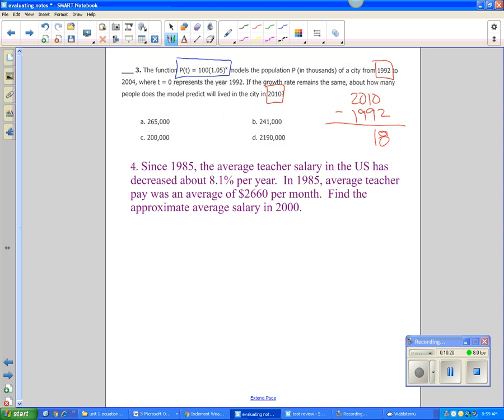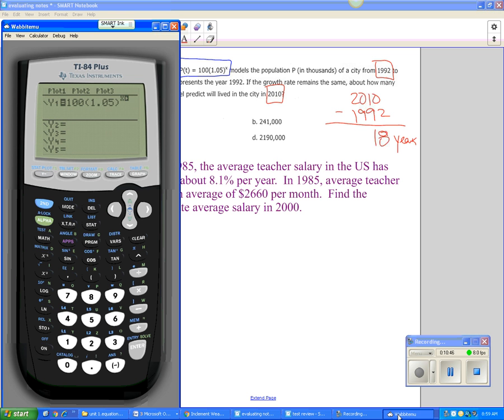So when it gives you a year, you've got to go back to the starting year and figure out how many years have passed. You can do that by subtracting them. 2010 minus 1992 gives you 18. So it's been 18 years. Okay? Now we're going to go to our calculator. So, Gracie, where am I going to go in my calculator after I've typed in the y equals? And what am I looking for, Gracie? Very good. So I'm going to go down to 18.